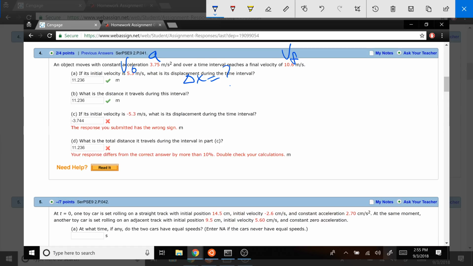Well, this is a different question. You can't necessarily carry the computation through because it's a different initial velocity. 5.3 versus negative 5.3. There'd only be a sign difference, and I accounted for the sign difference. So instead of positive 7490, it'd be negative 7490.